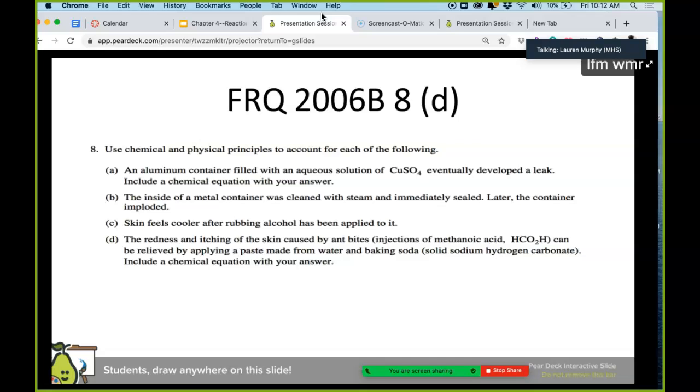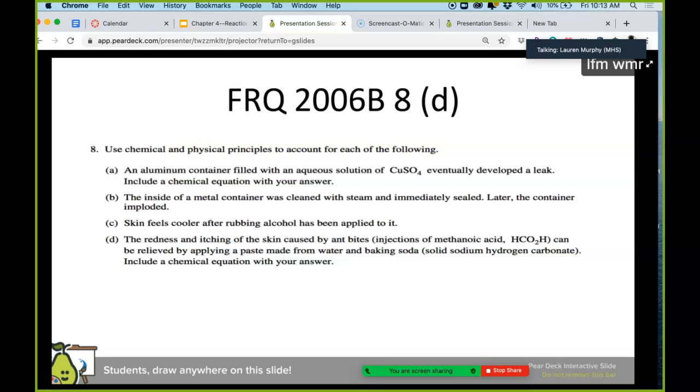So FRQ 2006B, number 8, part D, says use chemical and physical principles to account for each of the following. The redness and itching of the skin caused by ant bites, which is methanoic acid, can be relieved by a paste made from water and baking soda. Remember, baking soda is sodium bicarbonate. You want to answer why it's relieved. Well, this is going to be an acid-base neutralization reaction, so the baking soda neutralizes the acid, which is why you would find relief from it.